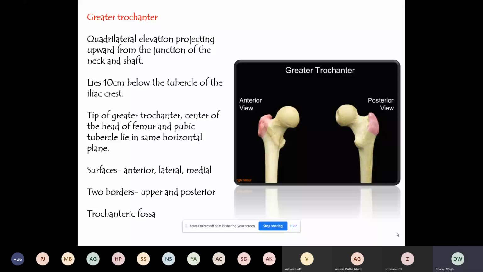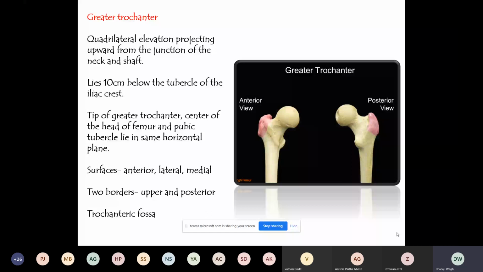The tip of this greater trochanter, the center of the head of the femur and the pubic tubercle lie in the same horizontal plane. Then this greater trochanter has anterior, lateral and medial surfaces. You can judge it in the diagram. From the anterior view, you can see the anterior surface. Then the lateral surface is there. On the posterior view, the medial surface is there.